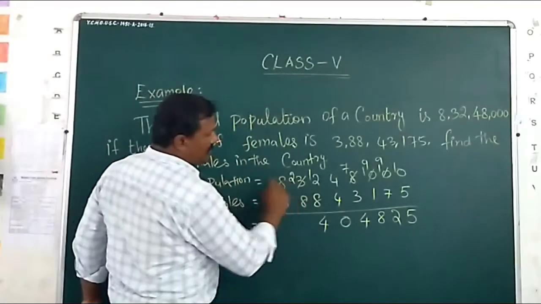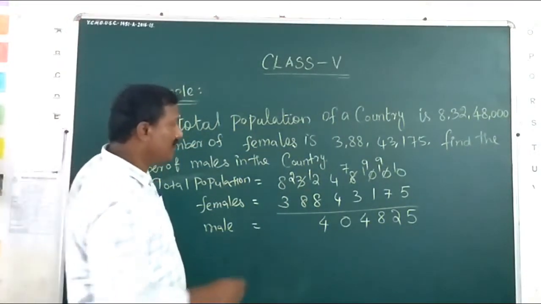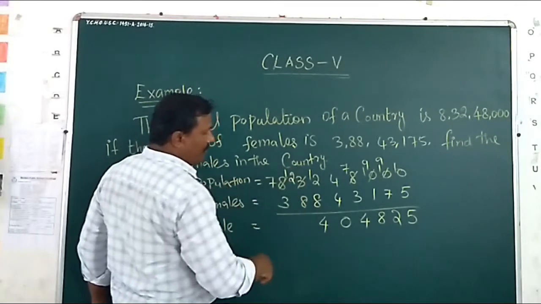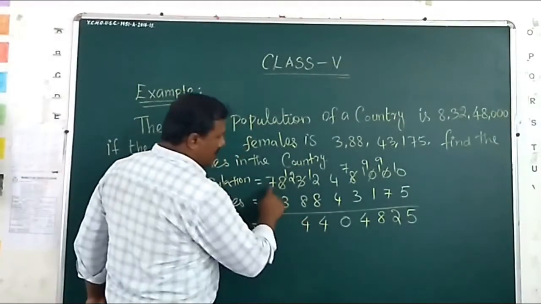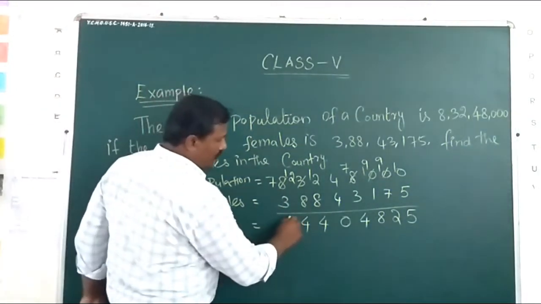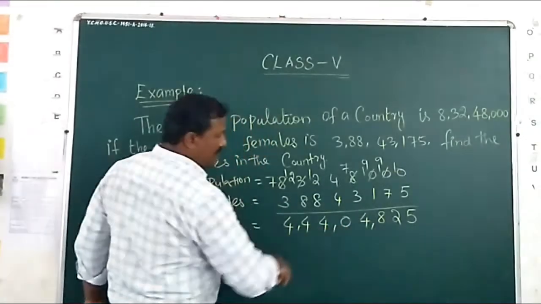Then here 2 minus 8, again we can't subtract, so we have to borrow from the nearby number 1. So here 7, here 12. Then 12 minus 8, again 4. Then 7 minus 3, 4. So put commas as per the Indian number system.